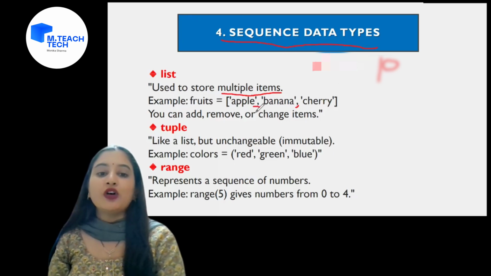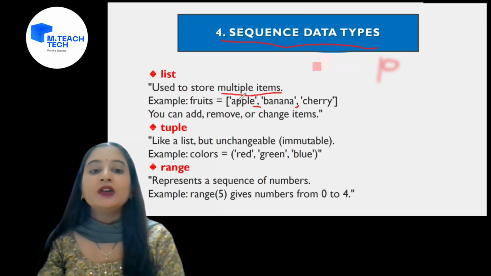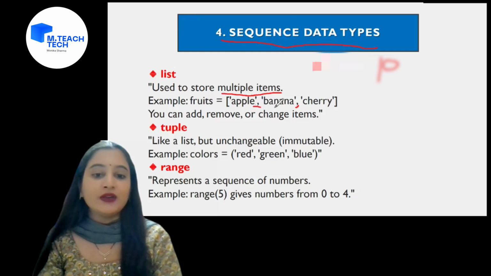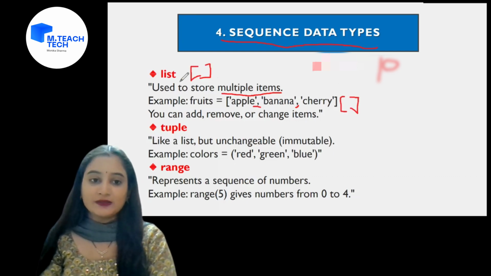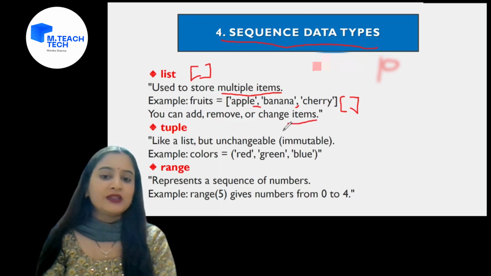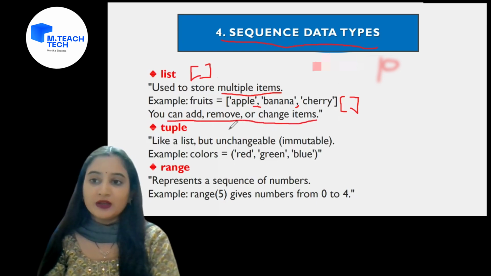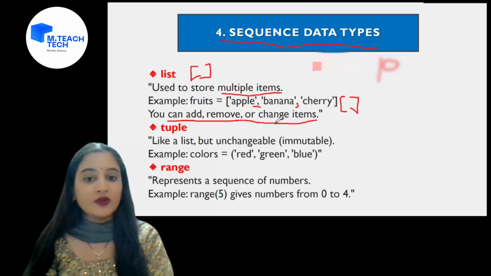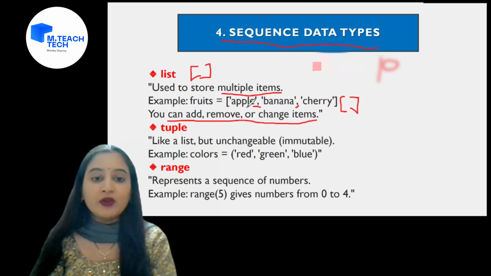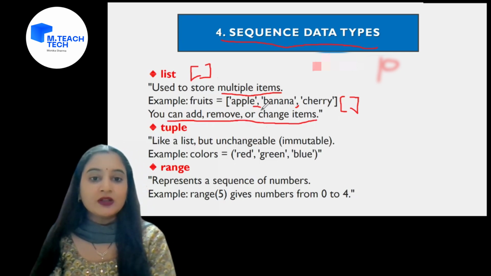Separate your values with comma, and also you are using the text data type, string data type, so you also have to use double quotes for each value. List uses square brackets. You can add, remove, or change items. Means if you have created any list, you can add something, remove something, and change items. Like you want to replace apple with something else, you can do. If you want to remove apple from here, you can do. If you want to add something else, like grapes, you can do.